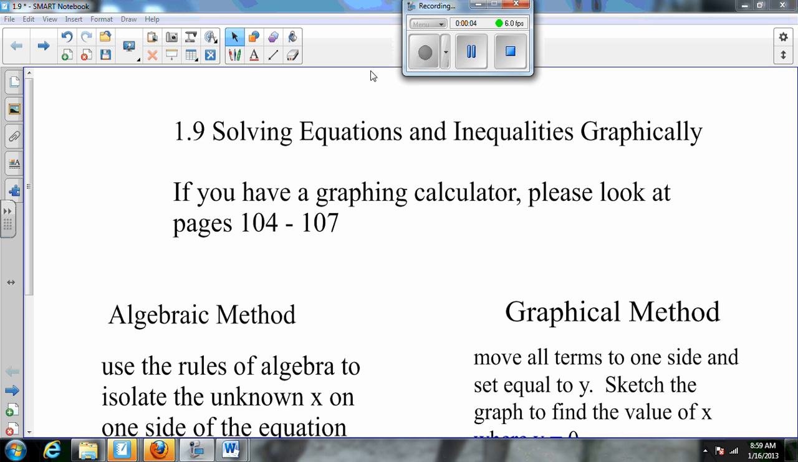1.9, solving equations and inequalities graphically. This section has to do with solving by graphing, and it talks a lot about using a graphing calculator. So if you have a graphing calculator, bring it to class, and we're going to look at pages 104 to 107 for some examples.